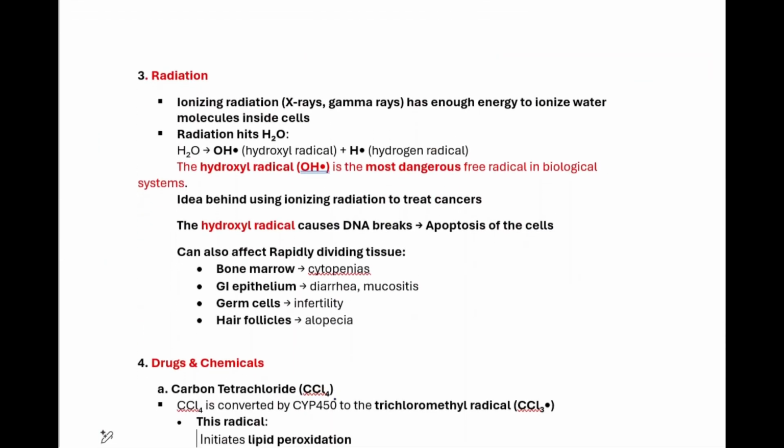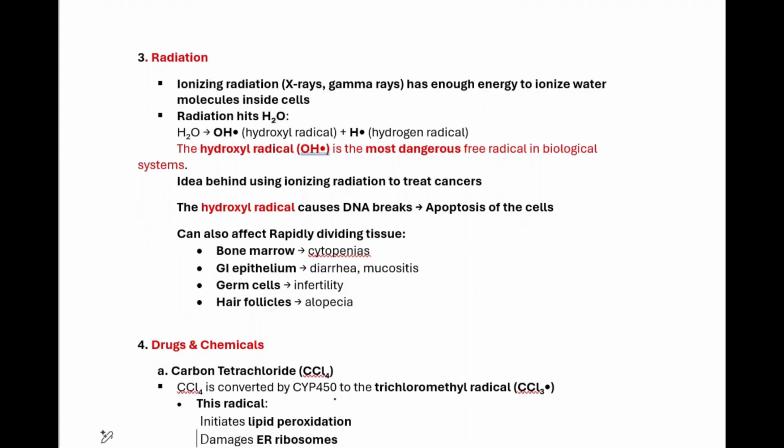So another source of free radical is radiation. So what is this radiation doing? This ionizing radiation will take the water, and then convert that water to what? Hydroxyl free radicals. So this ionizing radiation has enough energy to ionize water molecules inside the cell. And this hydroxyl free radical is the most dangerous. It is the most dangerous free radical of all. So out of all the free radicals we've spoken about, the most dangerous is the hydroxyl free radical, right?